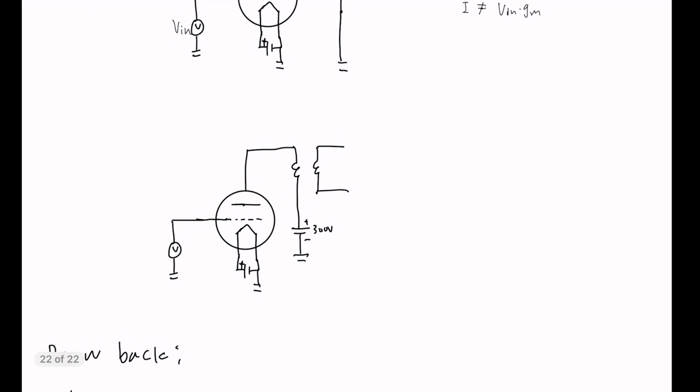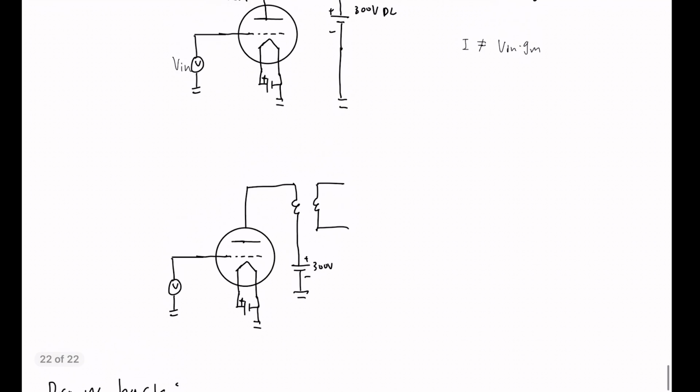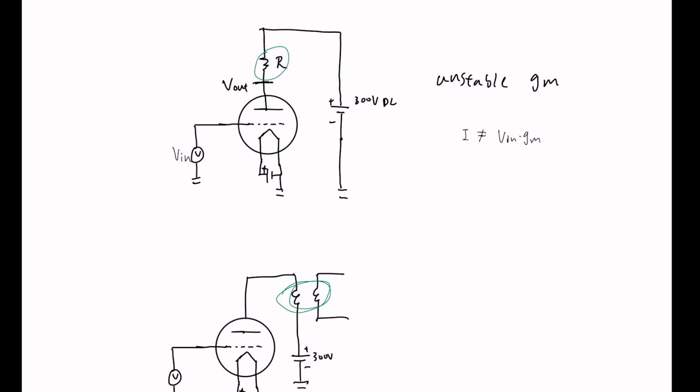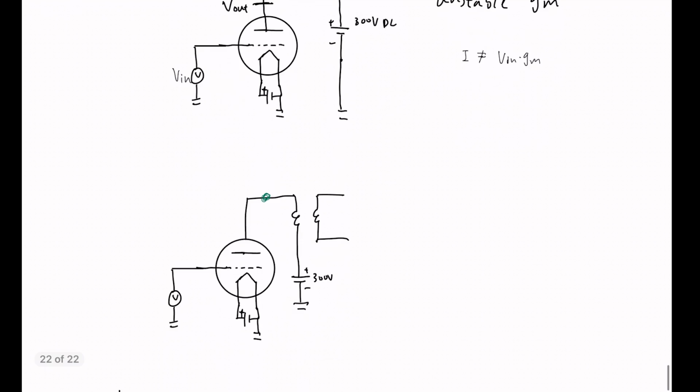A better design would be using a transformer. Now, depending on how this transformer is constructed, we can have a much lower impedance on the transformer versus this resistor, which means that the voltage at this junction will be much closer to 300 volts and will stay there at a very constant value. And that means we will have a roughly more constant GM.